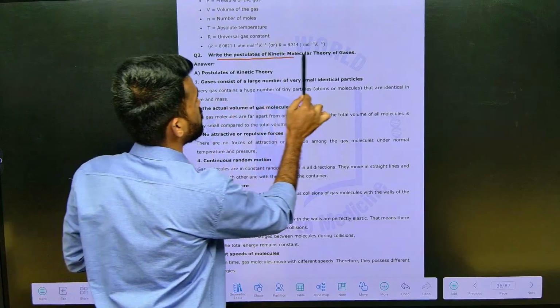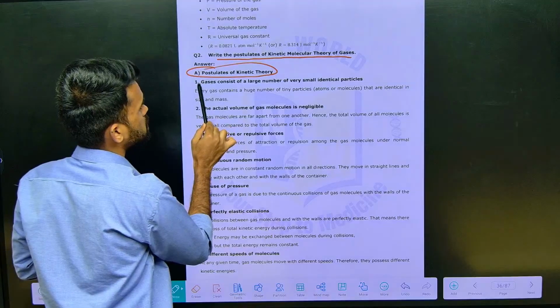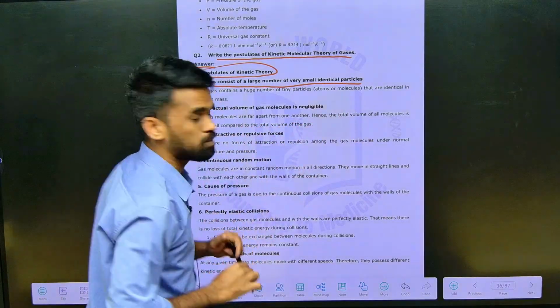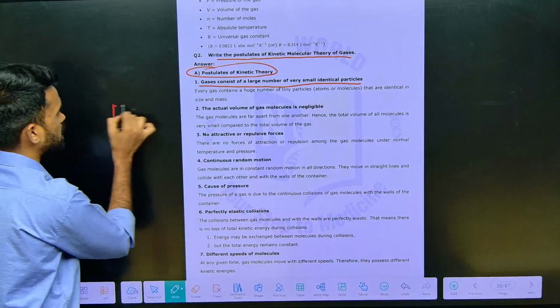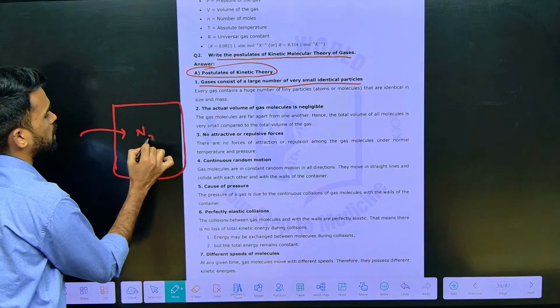Write the postulates of kinetic theory of gases. The first postulate is that gases consist of a large number of very small, identical particles. Let us say I have a container here, in which only nitrogen gas is filled. What am I saying?